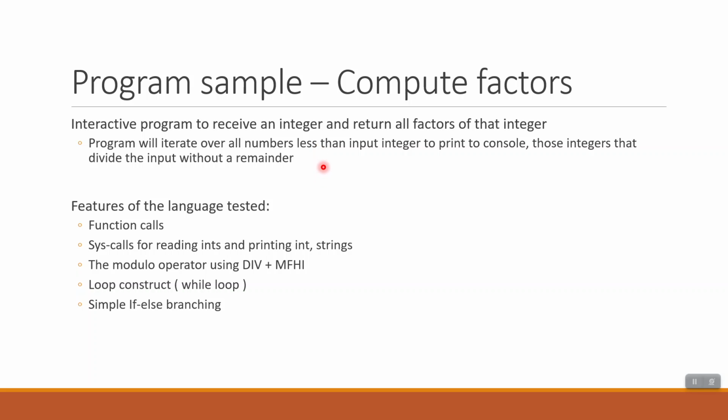I thought this was slightly different from the previous one because it gave me an opportunity to use the division plus the mfhi functionality to calculate the remainder. And also similar to the previous program, it also highlights some syscalls, the loop construct, and some simple if else branching. So I'll go back to the console and show you the program to compute the factors.